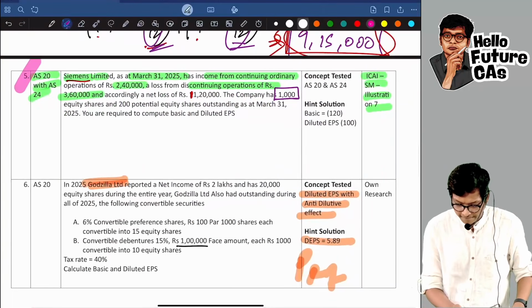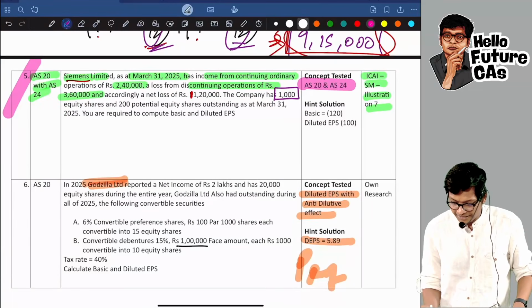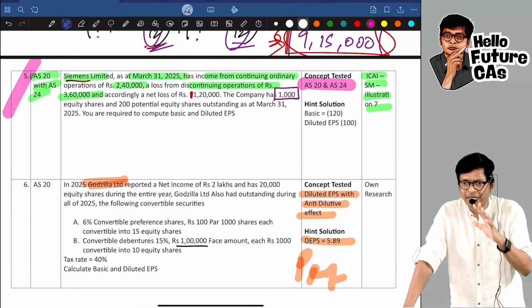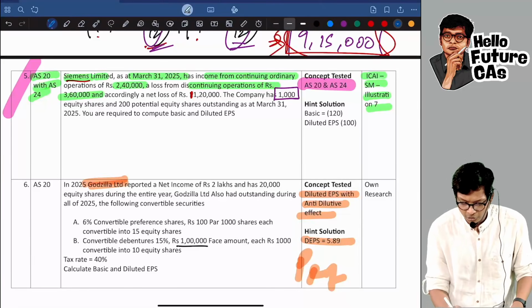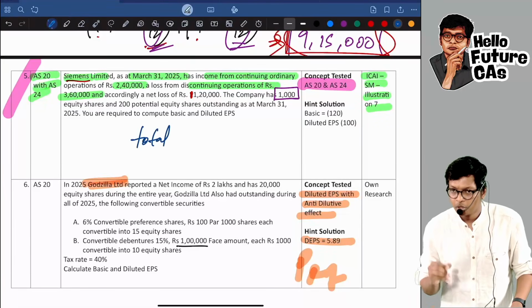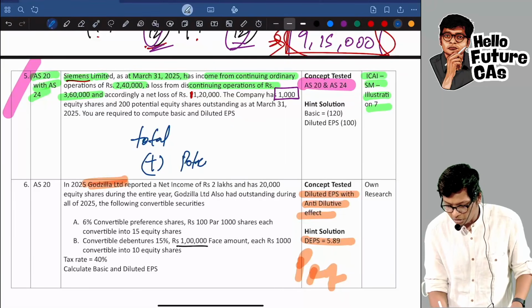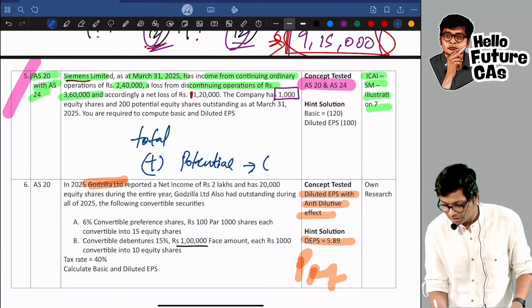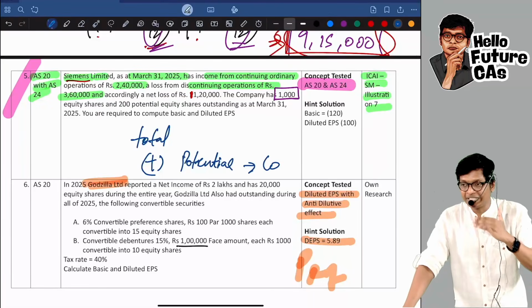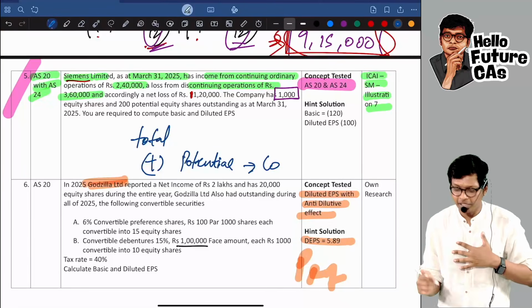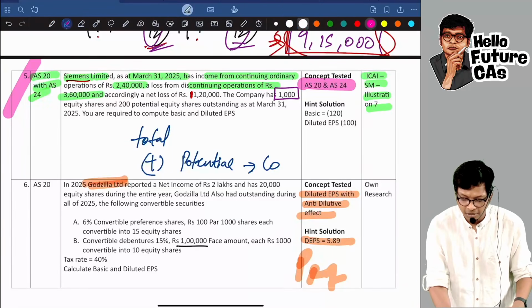Question number 5 is nothing but AS 20 and AS 24. Yesterday we may have complicated things, but once you go home and look at it, it's easy. What is it over here? You will first compute on total. Whether you want to add potential shares or not, you will check only with continuing operations. To explain the logic only, I did the whole thing, but the sum is actually very easy. Don't get scared of that sum, guys.